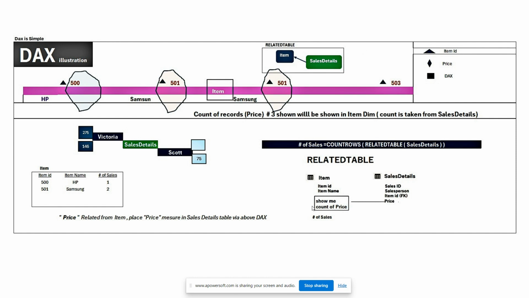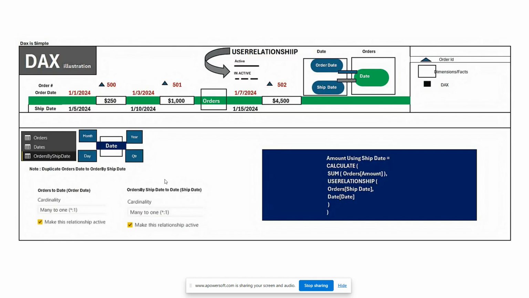Here we make use of RELATEDTABLE. With RELATEDTABLE, we are just counting rows and displaying them here in our item table. The item table is the one side of the relationship between dimension and fact. You can see one to many, but we are using the RELATEDTABLE DAX function to display the number of sales on the one side, the dimension table.